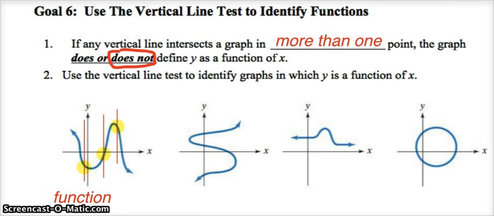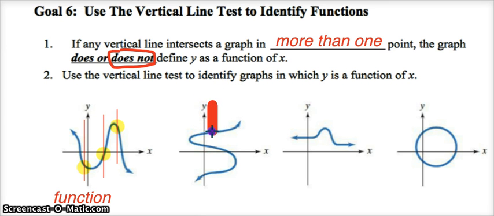I'd like you to pause the screencast and complete the vertical line test for the remaining 3 examples. If it passes, please list that the graph is a function, and if it does not pass, please list that the graph is not a function. So let's check and see how you did.